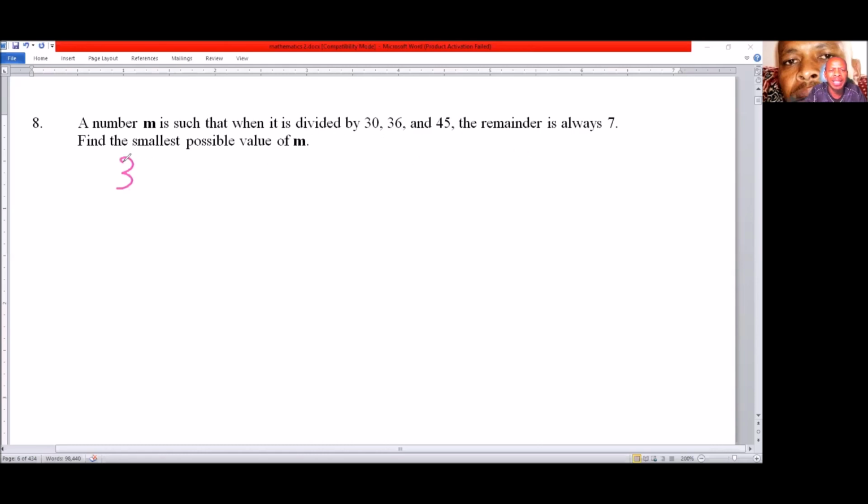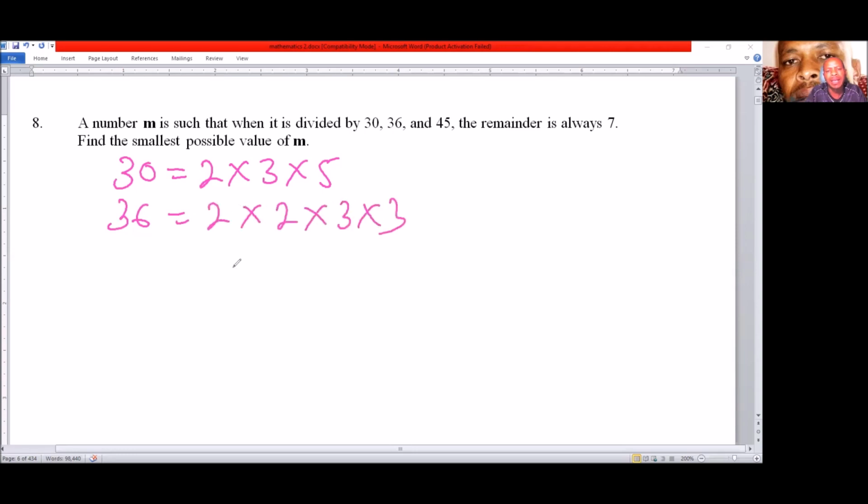So let us write the factors of 30. This will be 2 times 15, which is 3 times 5. Then we have 36 is equal to 2 times 18, 2 times 9, 3 times 3. Then we have 45, which is 3 times 15, 3 times 3 times 5. So we need to get the LCM.